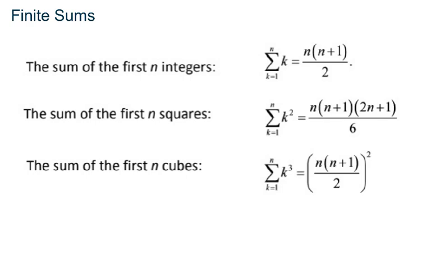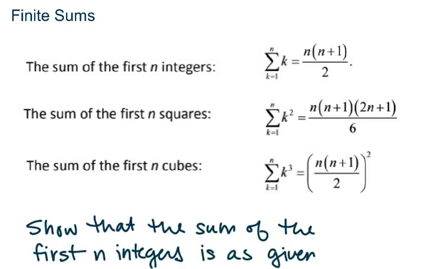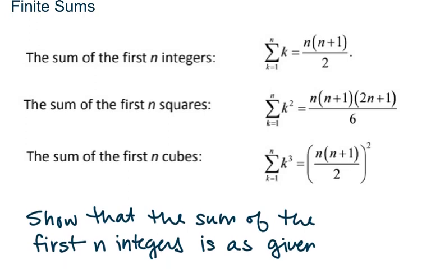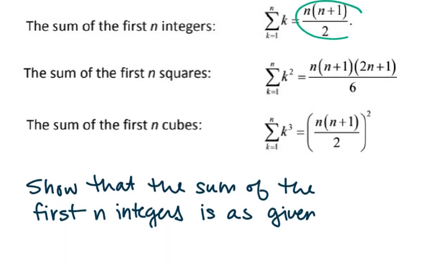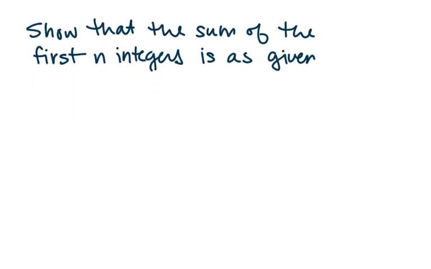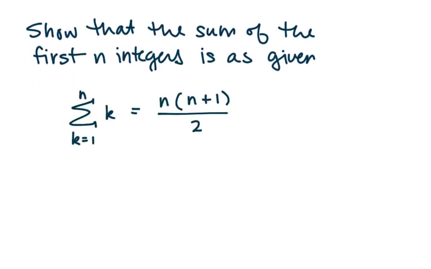And I'm going to prove to you why this is the formula. I'm going to just use the first one. So we are going to show that the sum of the first n integers is n times n plus 1, that quantity divided by 2. So we want to prove this is a true statement. And the formula tells us that we can find the sum of any n quantity of integers.